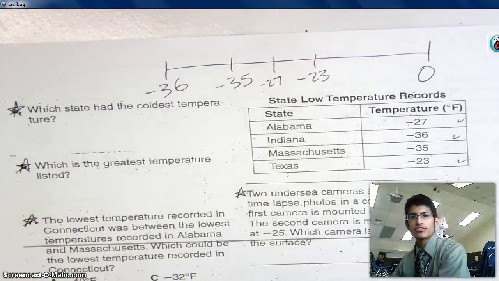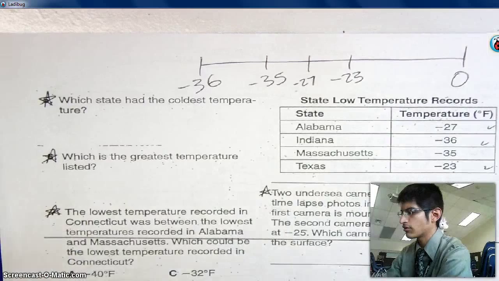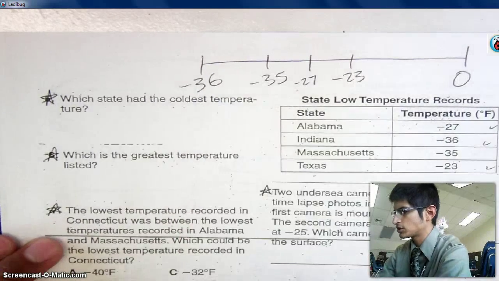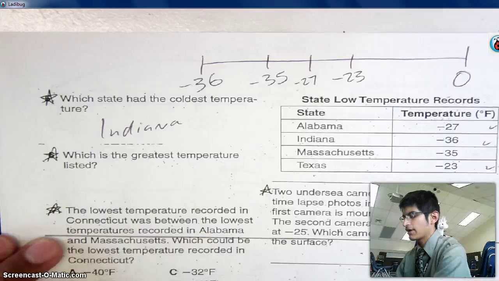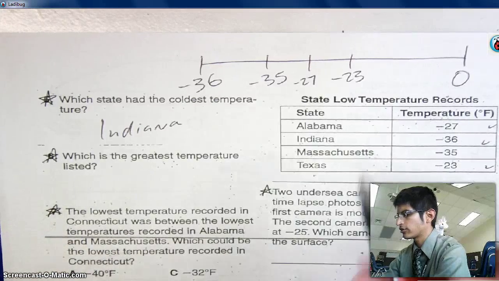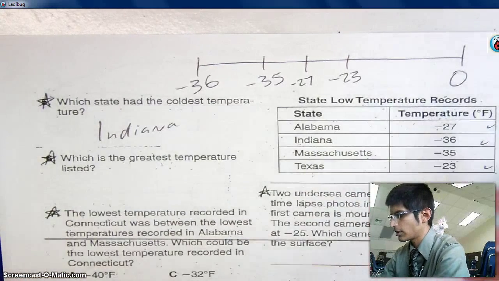Which state had the coldest temperature? That means the farthest away from 0. That would be the negative 36, which is Indiana. Which had the greatest temperature listed? That one's closest to 0. That would be the negative 23, which is Texas.